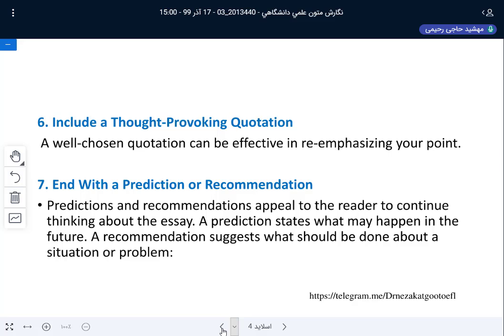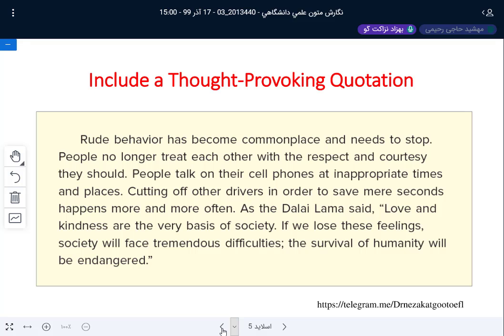Number seven, end with a prediction or recommendation. Predictions and recommendations appeal to the reader to continue thinking about the essay. A prediction states what may happen in the future. A recommendation suggests what should be done about a situation or problem. Very good. So these are the strategies for ending our essay.